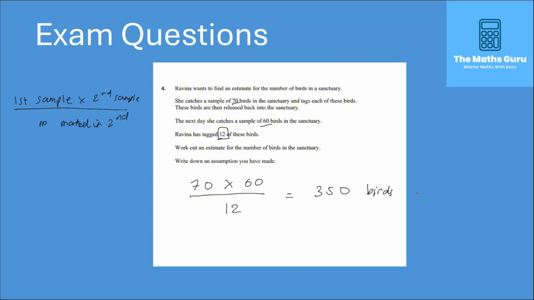It then tells us to write down an assumption we've made. We can say that there was no deaths / births of new birds and no immigration / emigration of birds.